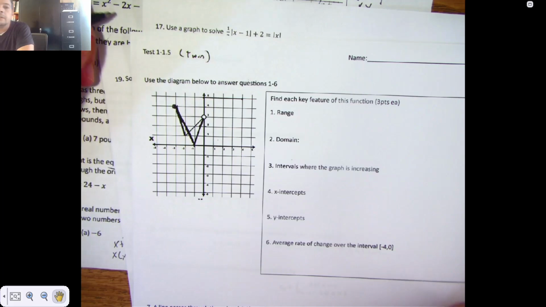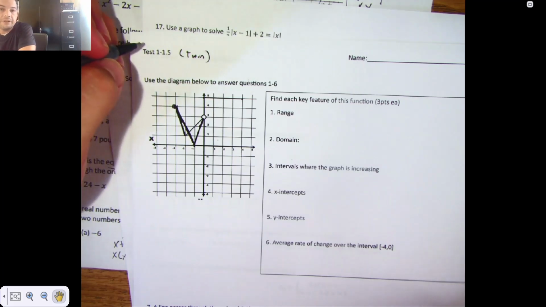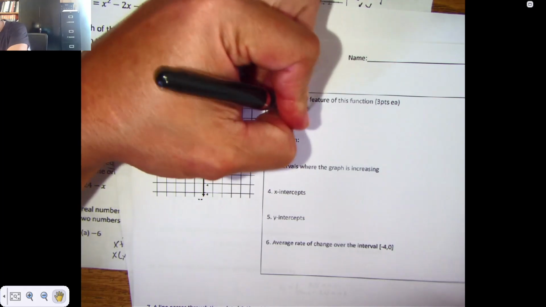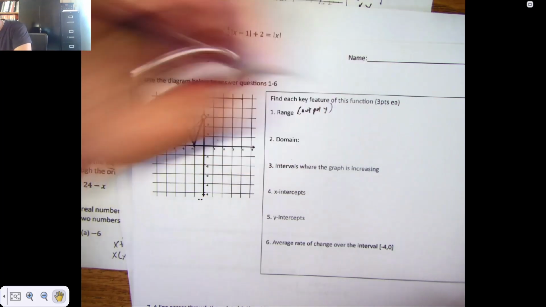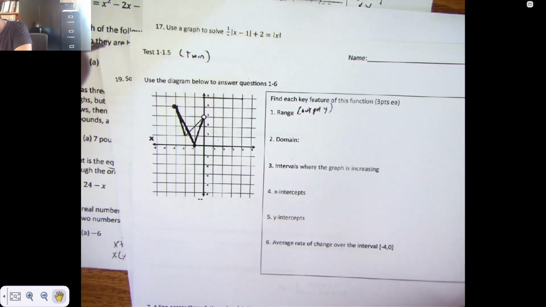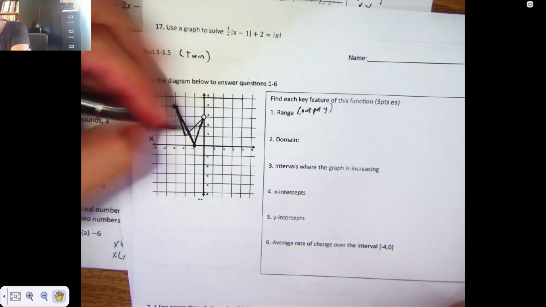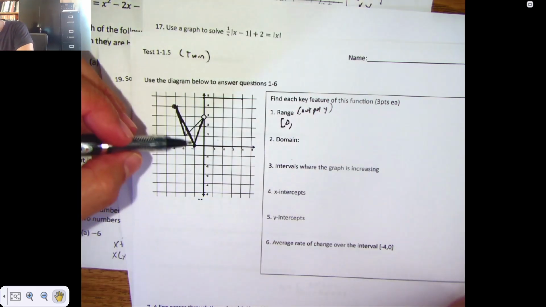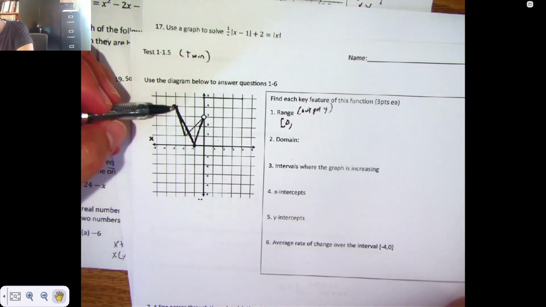Hopefully I fix it. All right, for each feature of this function, define the range. Range would be your y values, your output, y. The lowest y value is right here at 0, and it's a solid point. And then we see it rise along this leg all the way up to 4.